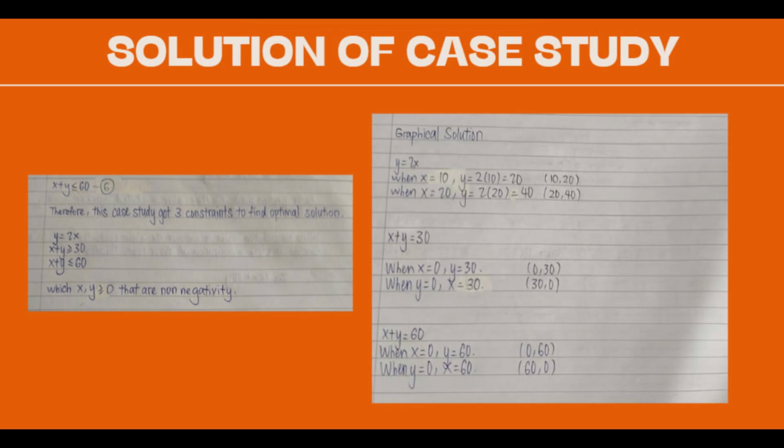They are more than 0. The workers cannot be negative after arranging the constraints. So for this part, I would like to talk about how to find the coordinates to sketch a graph.